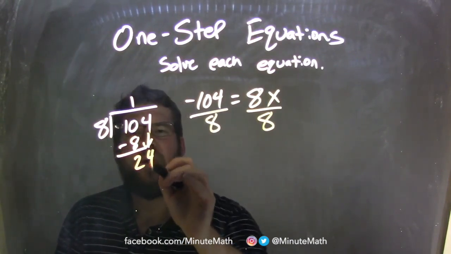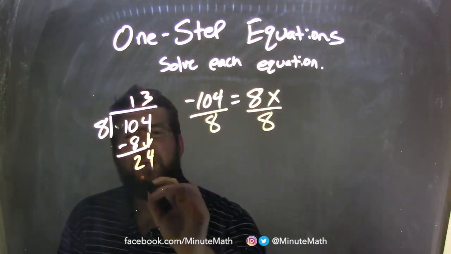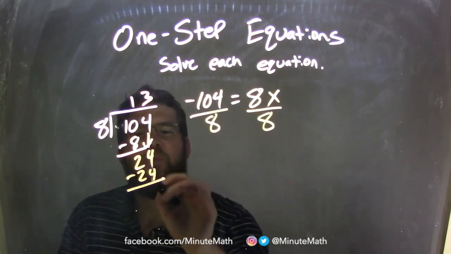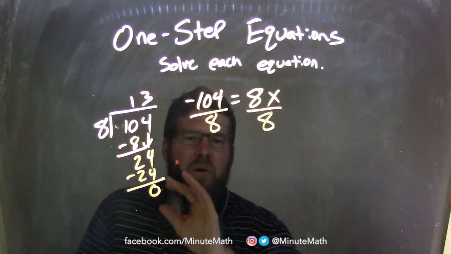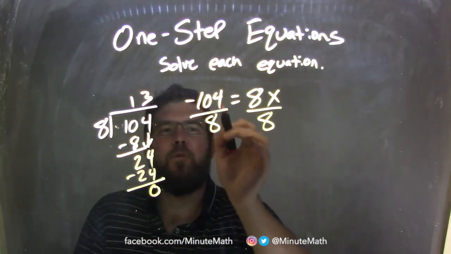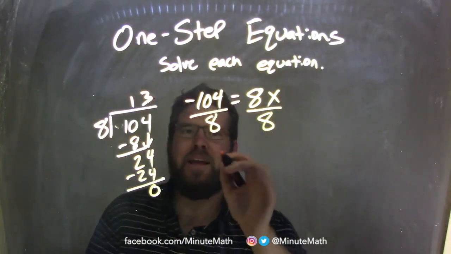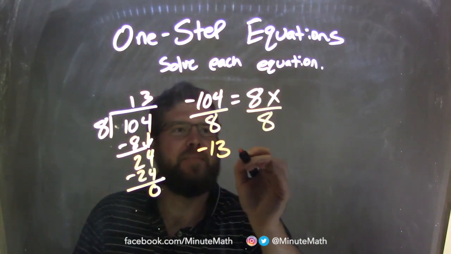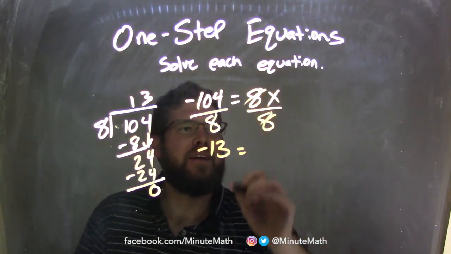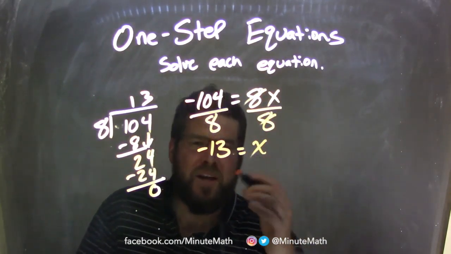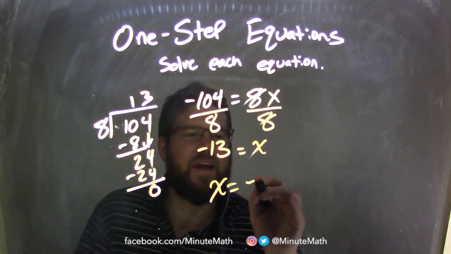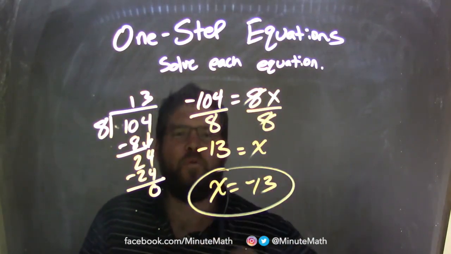So 8 goes into 24 3 times, because 3 times 8 is 24. And 24 minus 24 is 0. Done. And so 104 divided by 8 is 13. But negative 104 divided by 8 is negative 13. On the other side, 8 and 8 cancel. That's x. So I can rewrite this nicely: x equals negative 13 as my final answer.